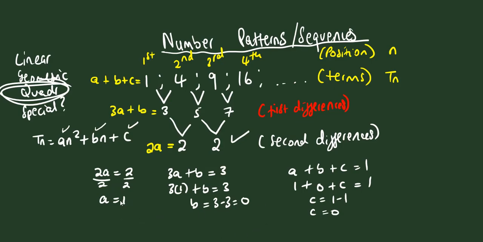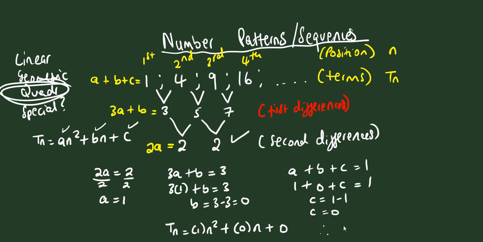Now you know the value of a, b, and c. Then you just plug into that formula. You just say Tn is equal to, instead of writing a, I'm going to write 1, plus, instead of writing b, I'm going to write 0, plus, instead of writing c, I'm going to write 0.